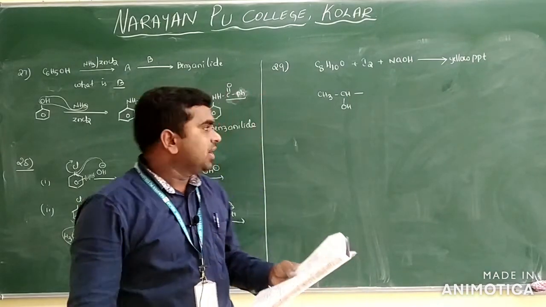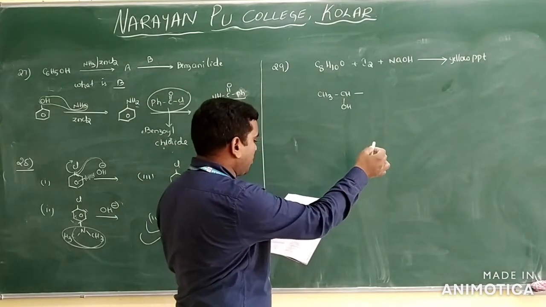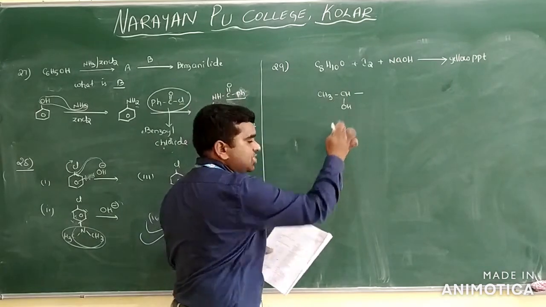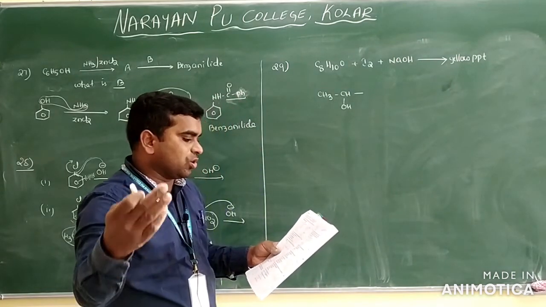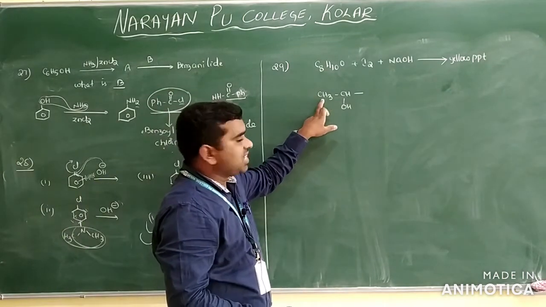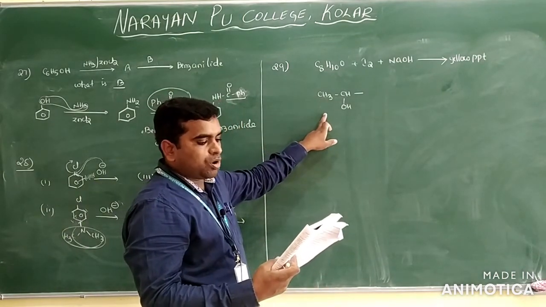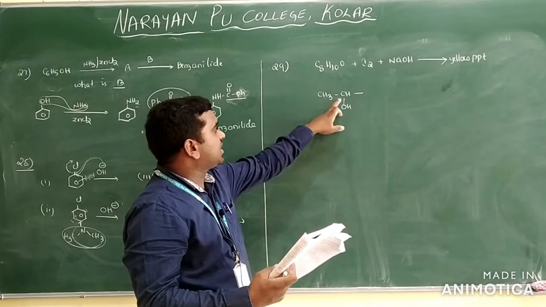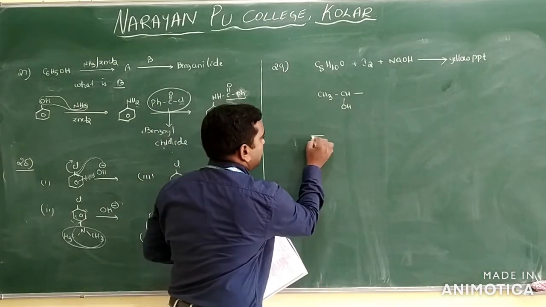In the first compound, there is no CH3CHOH group. The second compound also has no such group. CH2OH is there, but CH3 is not there. And the third compound also has no CH3CH. Fourth compound, you see. What is the fourth compound?